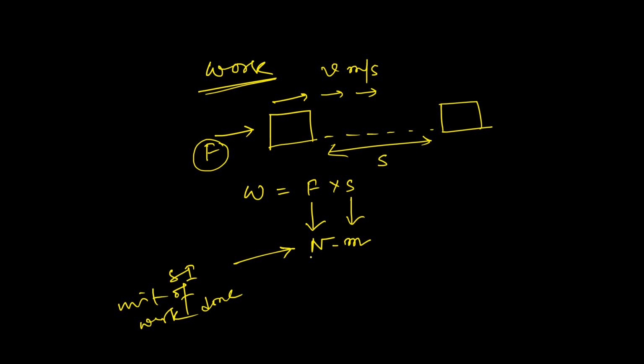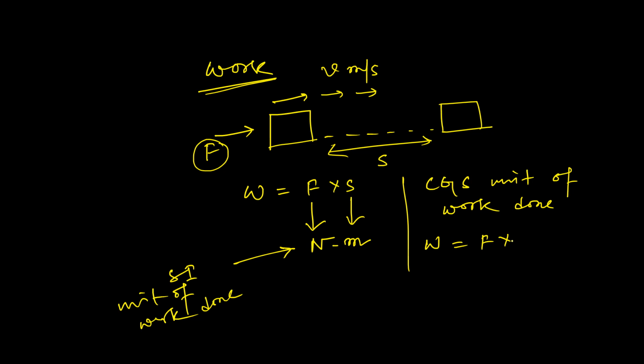Now, if the SI unit of work done is Newton meter, then what will be the CGS unit of work done? Writing the formula again, work done equals force multiplied by displacement. The CGS unit of force is dyne, and the CGS unit of displacement is centimeter. So this is the CGS unit of work done, that is dyne centimeter.